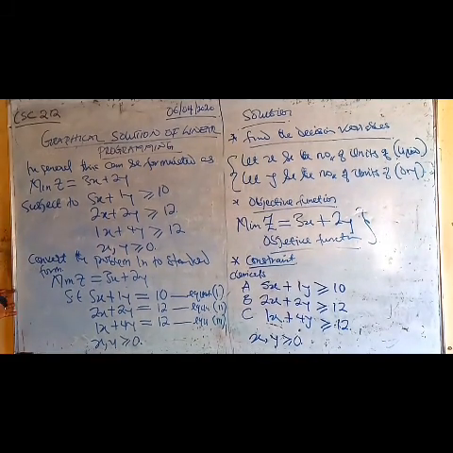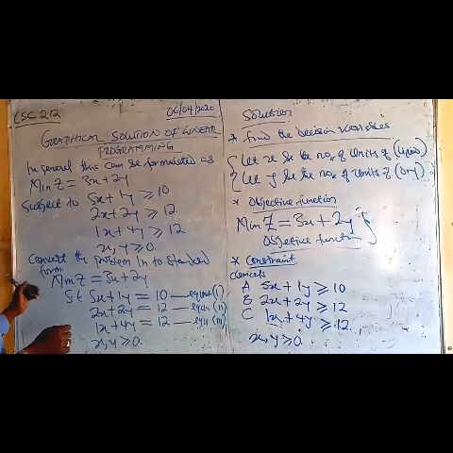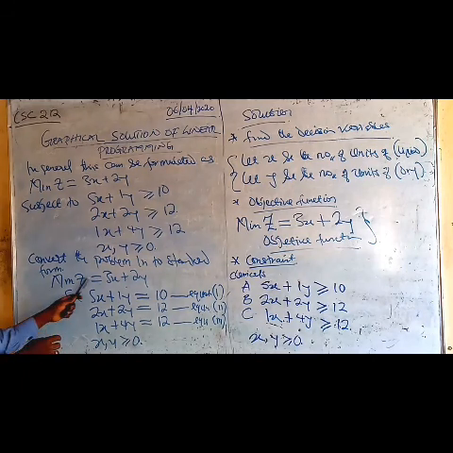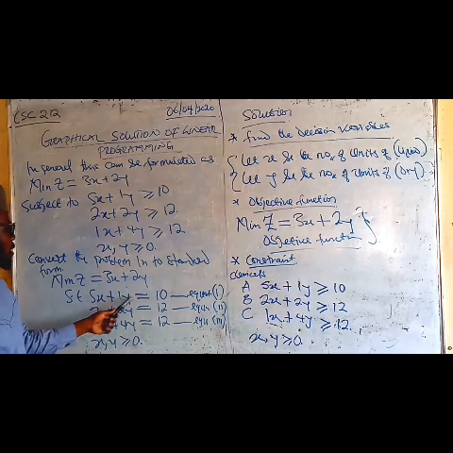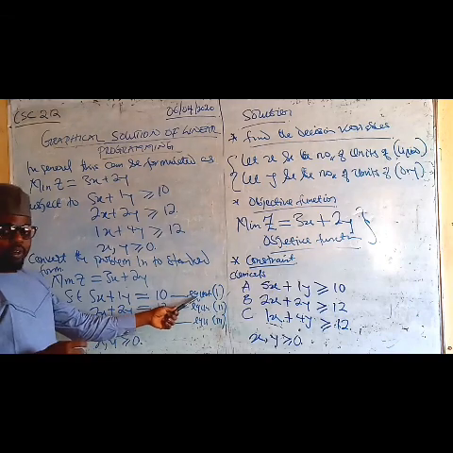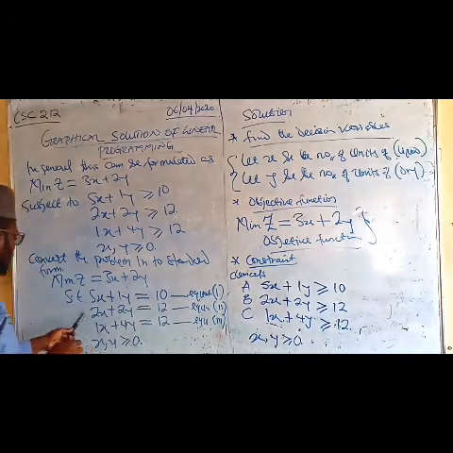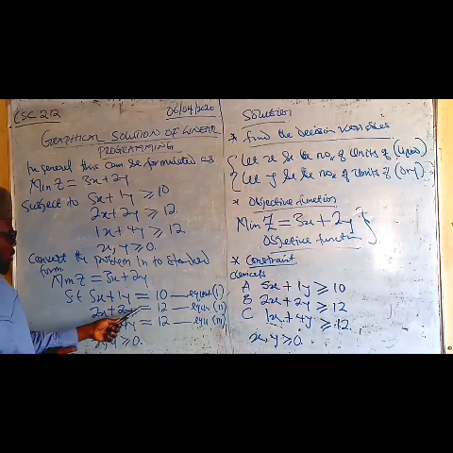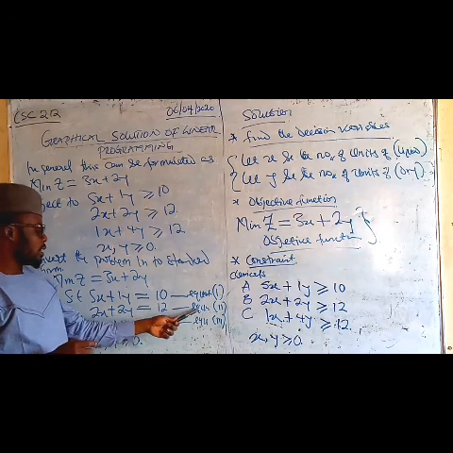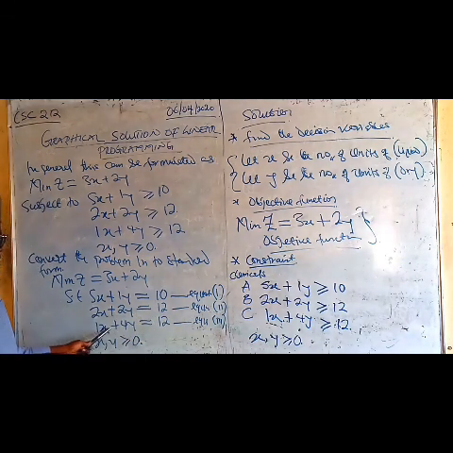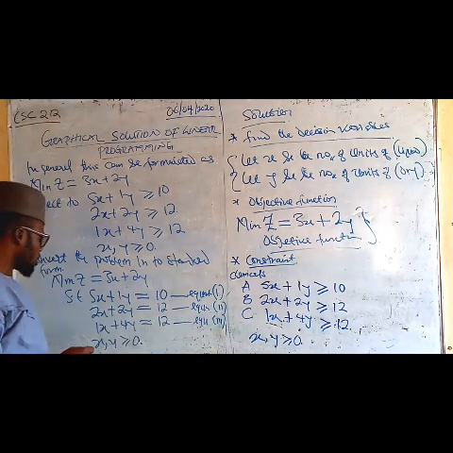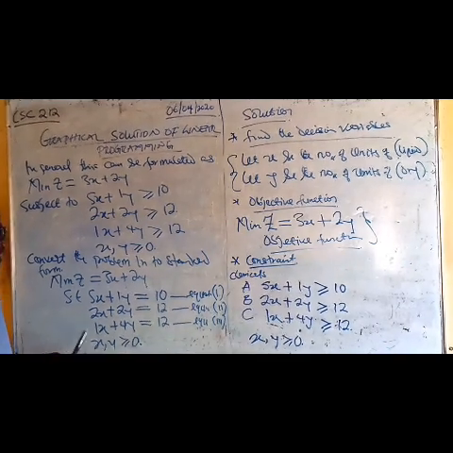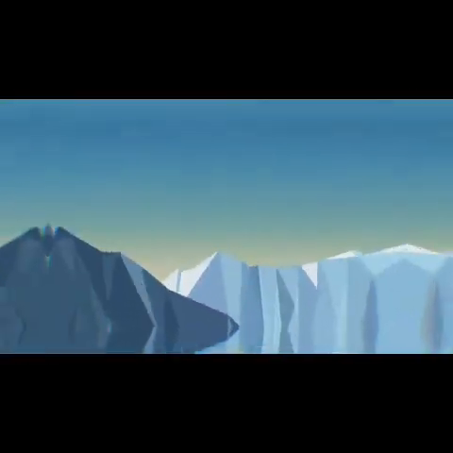So we have converted it into standard form. That is, min z equals 3x plus 2y, which is subject to 5x plus 1y equals 10, we call it equation 1. Then 2x plus 2y equals 12, we call it equation 2. Then 1x plus 4y equals 12, we call it equation 3, with our x and y greater than or equal to 0.